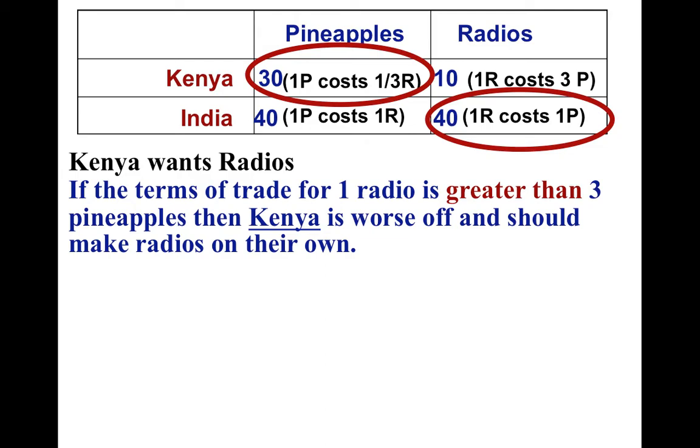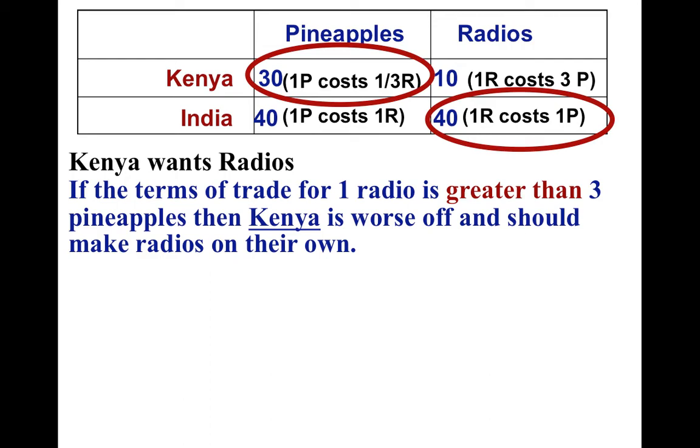Let's take a look at this. So pineapples. Kenya already has the production of pineapples going on. If they wanted to gain a radio, it would cost them 3 of these pineapples. We know that one radio would cost them 3 pineapples if they were to do it themselves. Let's say India comes to Kenya and says, hey Kenya, we'll trade you one of our radios, but we want 4 of your pineapples for that radio. Kenya would say, why would we pay you 4 pineapples for a radio when we could make a radio ourselves for only 3 pineapples, right? It'd be cheaper for us to make it ourselves than trade, so no, we're not going to make that trade.